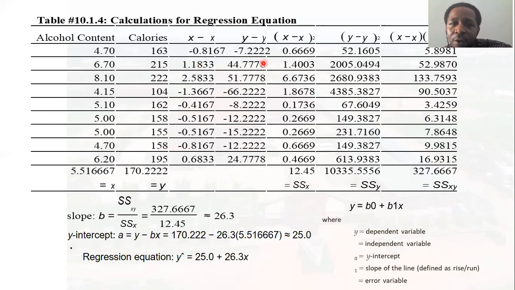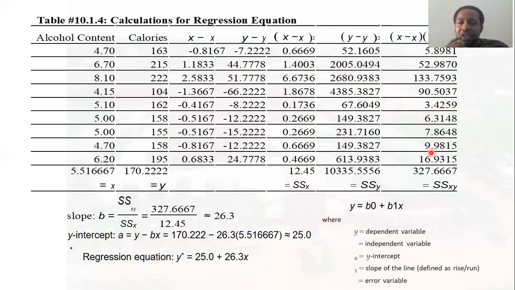You multiply 1.1833 times 44.7778. It will give you this. Are we following? Now the next thing you have to do is to do the same for the rest of the variables. As you multiply these ones by these ones, it will give you these corresponding values. And when you add all this together, it will give you a value of what?